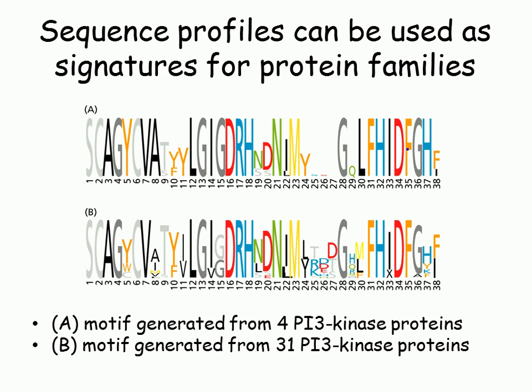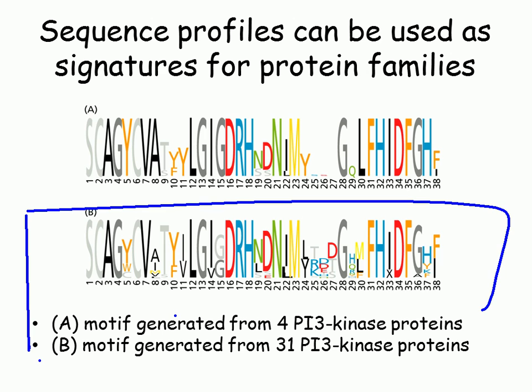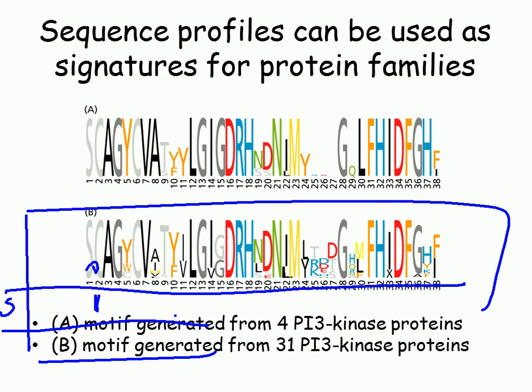If you generated a position-specific scoring matrix for this profile, the first position would have a 1 for S and zeros everywhere else. Whereas here you have T and S. Let's say T would be 0.6 and S would be 0.4 and the rest would be 0. Okay. So the position-specific scoring matrix more or less gives you the same information that you have on this figure.